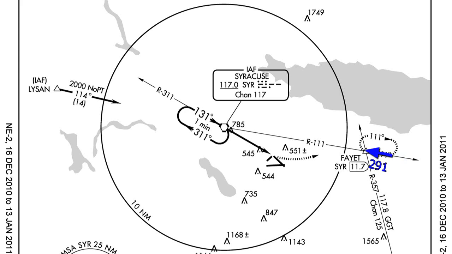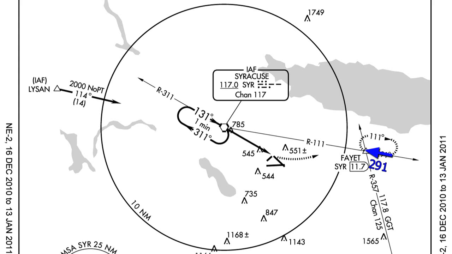If we were going to do 5 holds, then we'd do the same thing over again. We'll start a half standard rate turn, fly out for 1 minute, another half standard rate turn, back to the fix. And we'll do that 5 times. But for this video, I'm only going to do it once because the video is going to be long enough as it is.